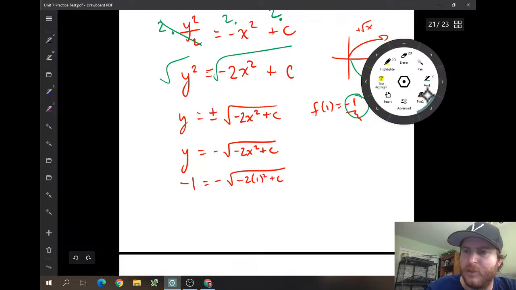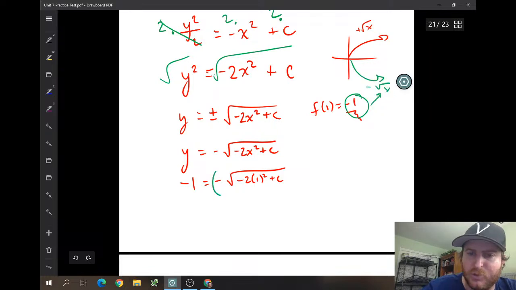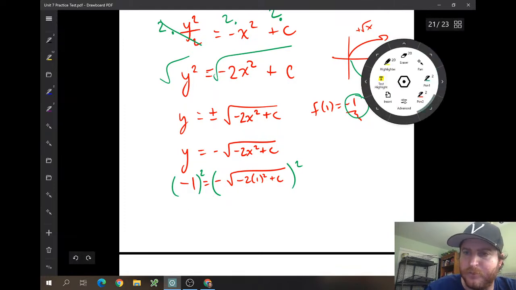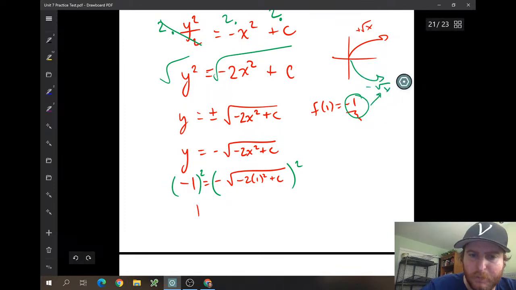Then I am going to square both sides to get rid of the square root. Make sure you square that negative with it. Otherwise, you could divide the negative over as well. Negative 1 squared turns to positive 1. Then the negative goes away, and the square root goes away.